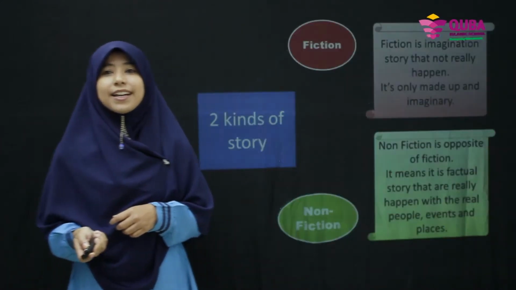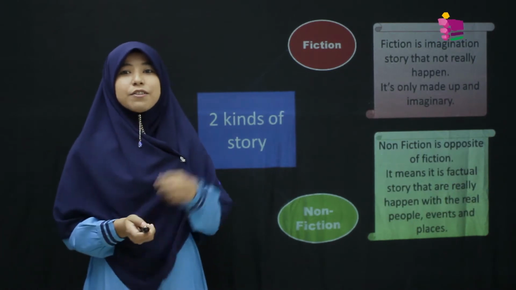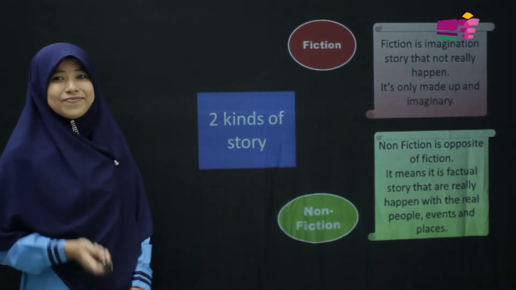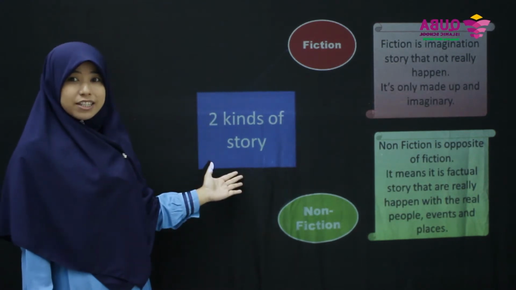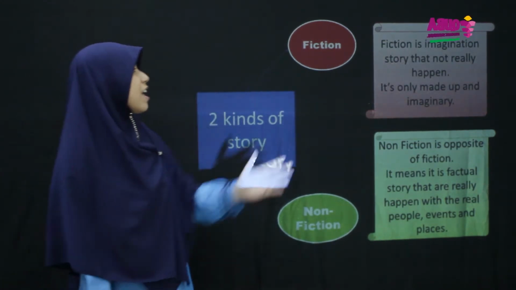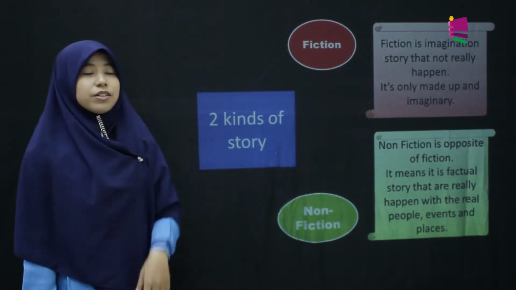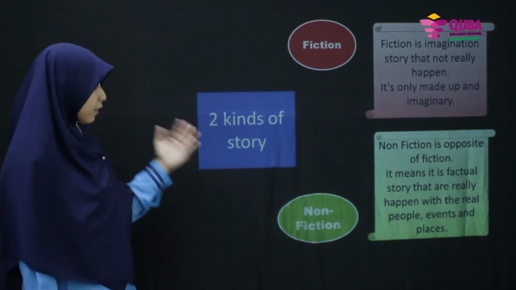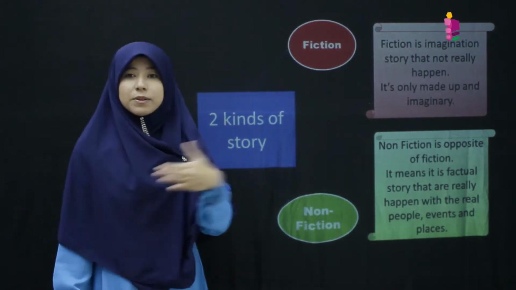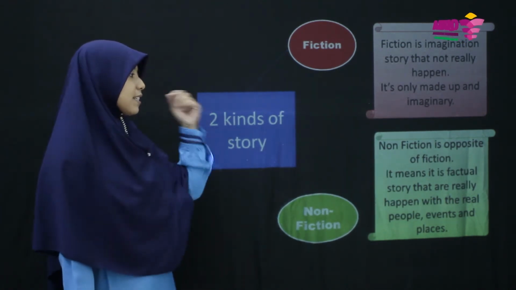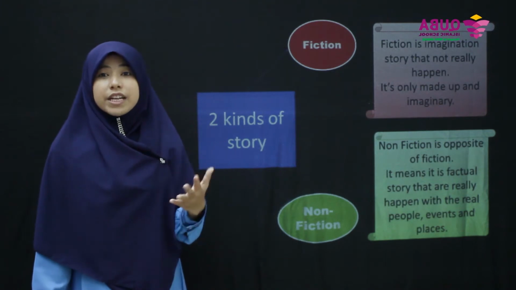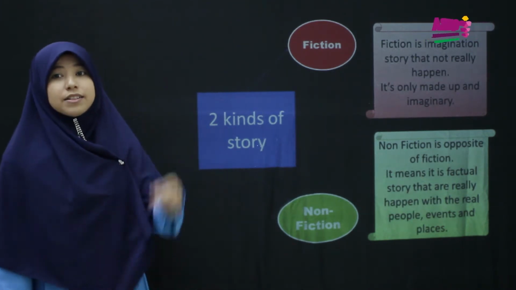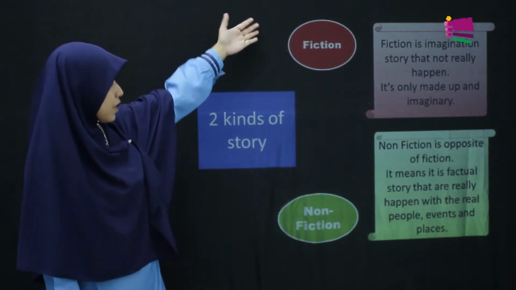Okay, before it, I will tell you that there are two kinds of story. The first, fiction and non-fiction. What is fiction and what is non-fiction? Okay, let's see here. Fiction is imagination story that not really happens. It's not real. And non-fiction is opposite of fiction. It is factual story in the real people, events, and places. Okay, so difference, fiction and non-fiction.